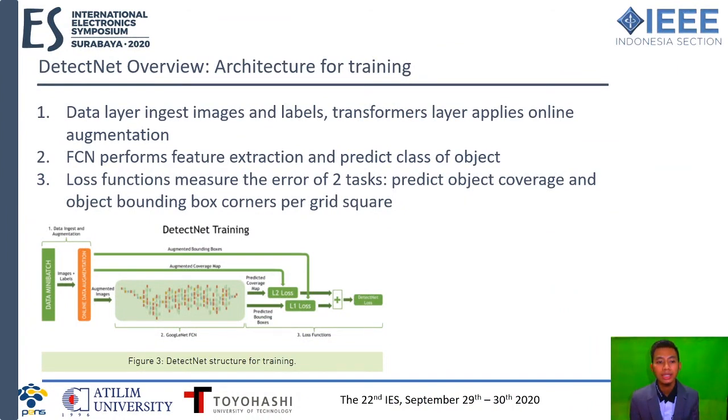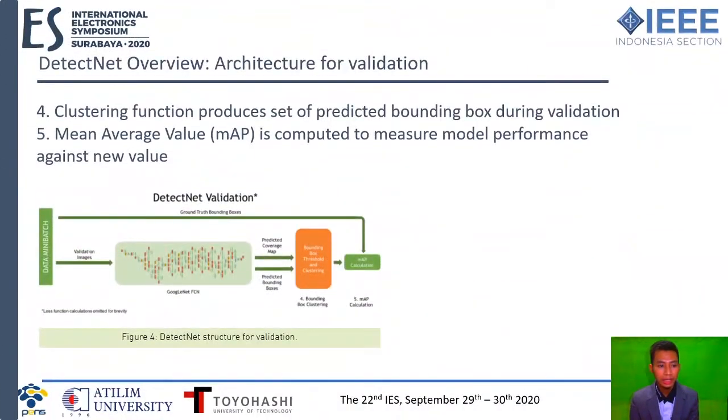The first is the data layer, which ingests image and labels, and the transformer layer applies online augmentation. Number 2 is the FCN, which performs feature extraction and predicts the class of the object. The third is the loss function, which measures the error of two tasks: predicted object coverage and object bounding box corner per grid square. And the clustering function produces a set of bounding boxes during validation, and mean average precision is computed to measure model performance against new data.